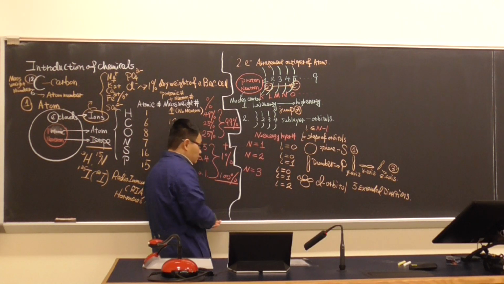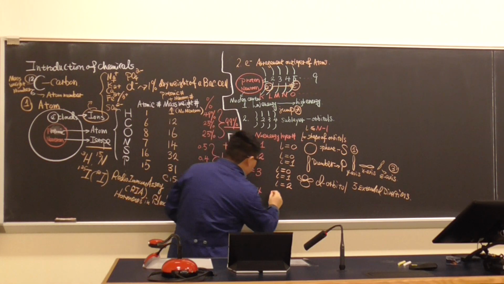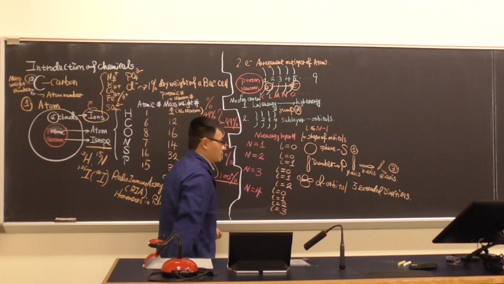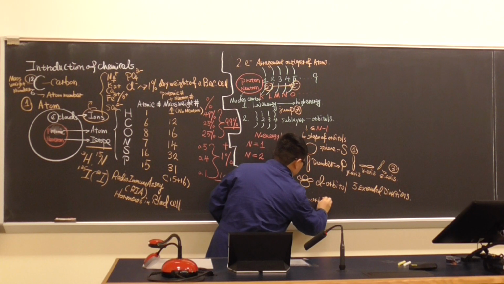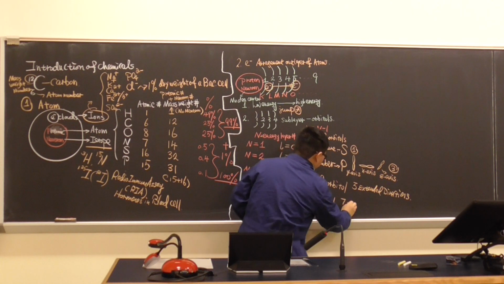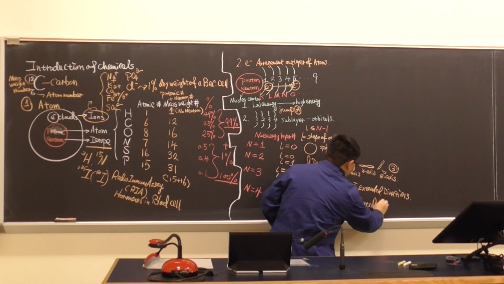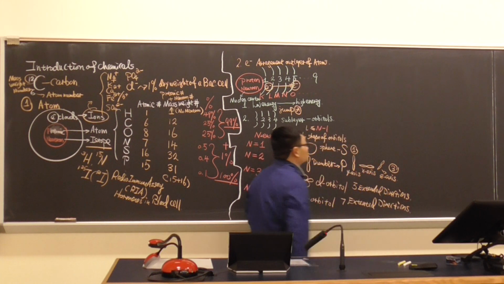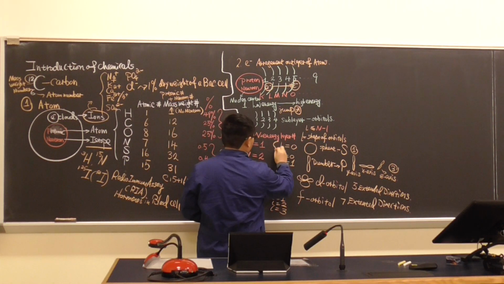Now how about N equals 4? Then L could be 0, L could be 1, L could be 2, L could be 3. This will be F orbital. It has 7 extended directions. We're not going to draw this. Okay? This is some of the basic knowledge before we talk anything further.